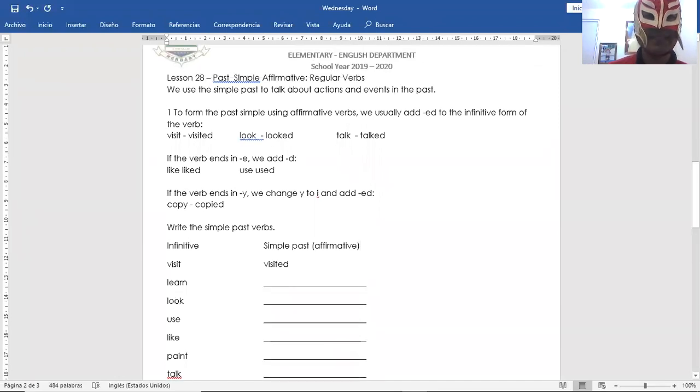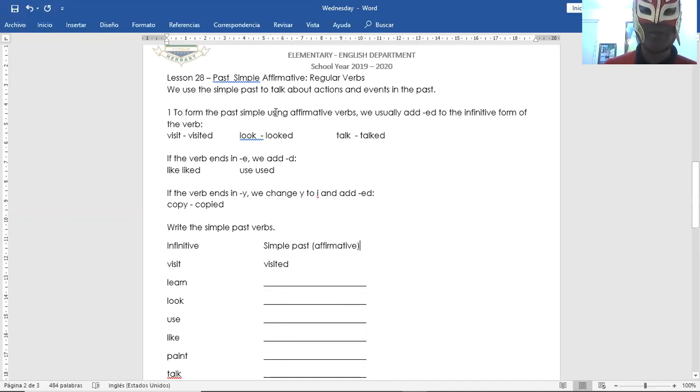All right, right here, lesson 28. Past simple affirmative, regular verbs. Follow me with your pointing finger, remember, okay? Or you can use the mouse if you want to. We use the simple past to talk about actions and events in the past.